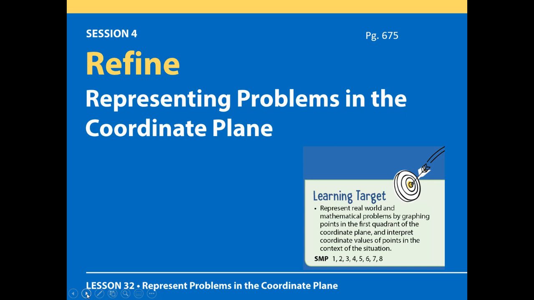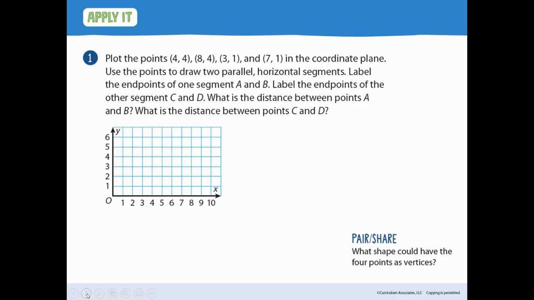All right. So hopefully you've done all 1 through 8. This video is just to go through the answers with you guys. So let's get going. Number 1 says plot the points (4, 4), (8, 4), (3, 1), and (7, 1) in the coordinate plane. Use the points to draw 2 parallel horizontal segments. Label the endpoints of one segment AB. Label the endpoints of another CD. What is the distance between points A and B? What is the distance between points C and D?